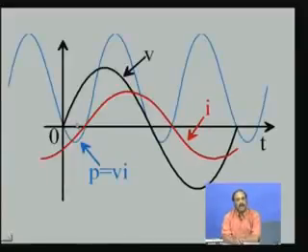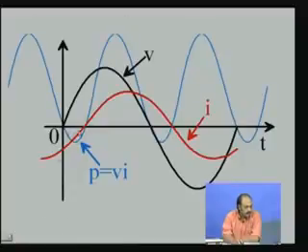and try to see how the power waveform looks. And we saw before that the power waveform is obtained by multiplying the voltage waveform and the current waveform point by point. So, this is the power waveform that you would get.